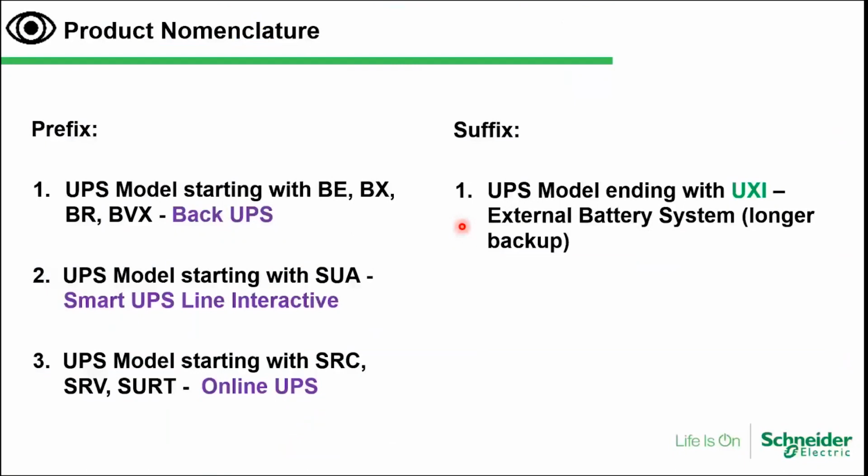So this is for APC. Product nomenclature, we already know: the back UPS starts with BE, BX, BR, and BVX. The line interactive starts with SUA. The online starts with SRC, which was an older model, and SURT was an older model which has been discontinued right now. So currently we are working only with the SRV series online UPSs. The models which end with UXI are those UPSs where we can use third party batteries like Exide and Quanta, and we will see the RIL or IN models which are having a battery pack model, as we will see in the coming slides.